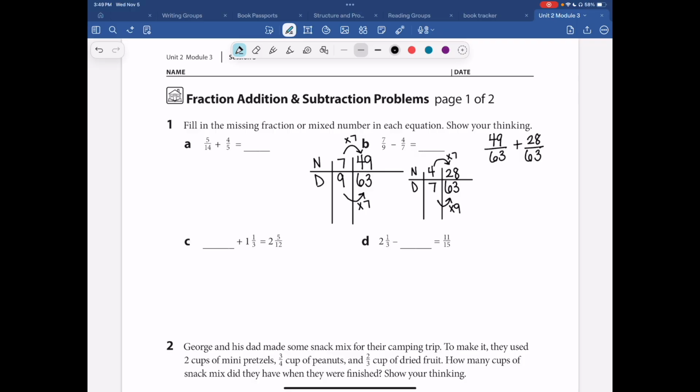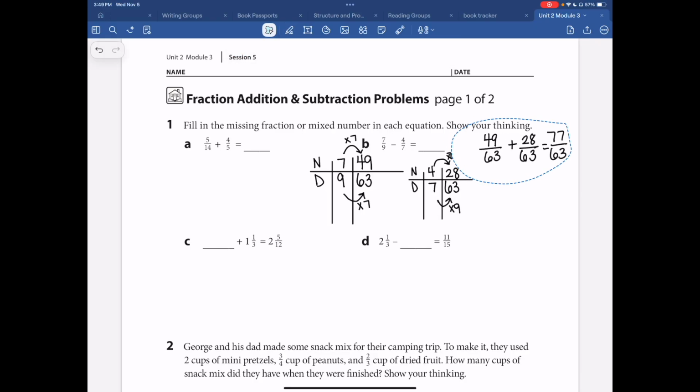Now that I have a common denominator, I can go ahead and add those together, keeping my denominator the same, adding my numerators. 49 plus 28 is 77. We've talked about in class putting this in this improper fraction. So remember, this is an improper fraction because our numerator is greater than our denominator. We could also make it into a mixed number. So I know that 63 goes into 77. I'm going to move this over really quick to show you that it's equivalent.